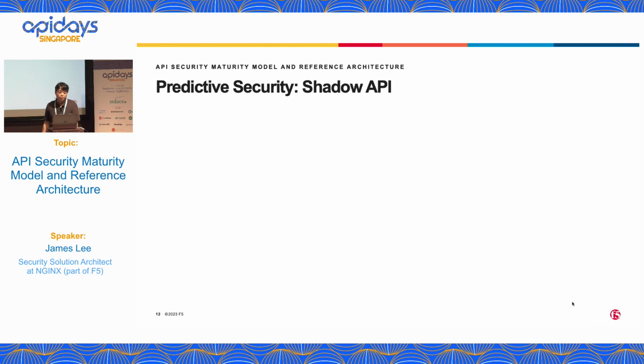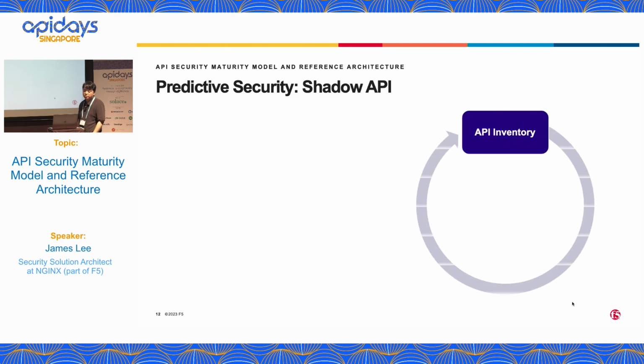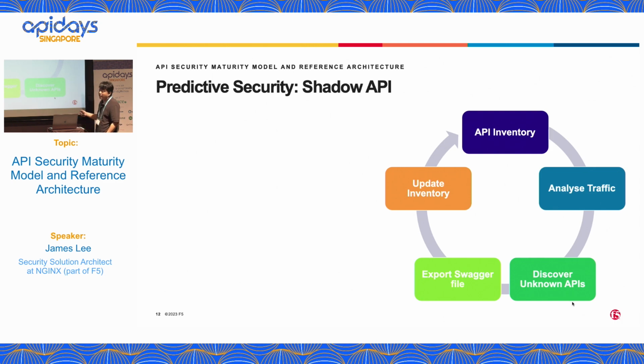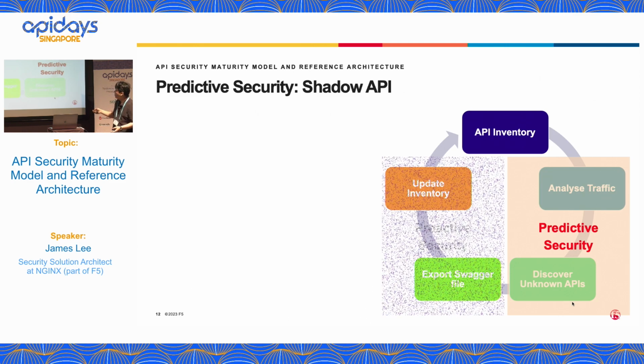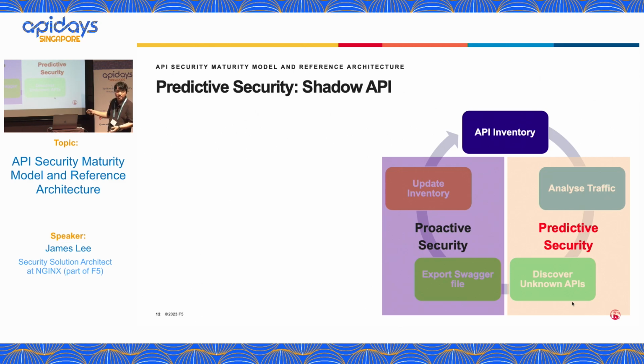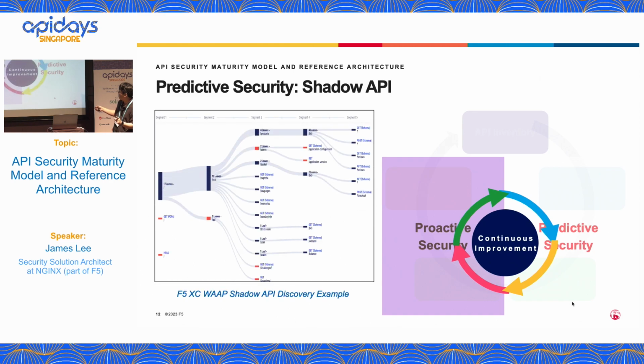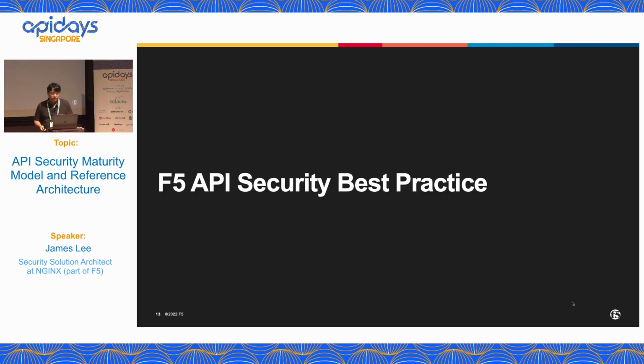And what is a good example of the predictive? It's a shadow API. You have probably heard about it. Let's say the API team published in the inventory using the Swagger file. Then the team comes in and does the traffic analysis, then discovers the unknown API, puts those files in and updates. This is the closed loop update of your API. Then update the existing policy in your API gateway, and that is the proactive. And again, we call it improvement.